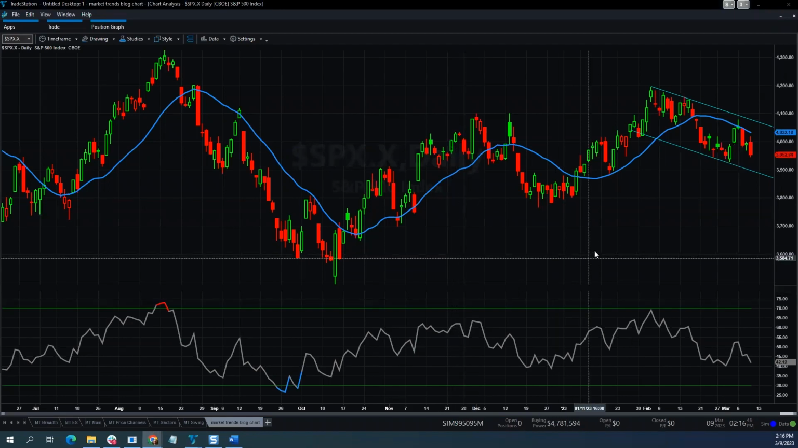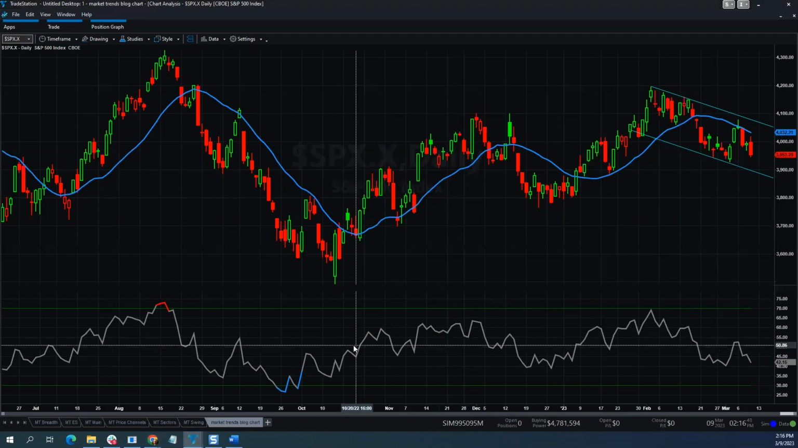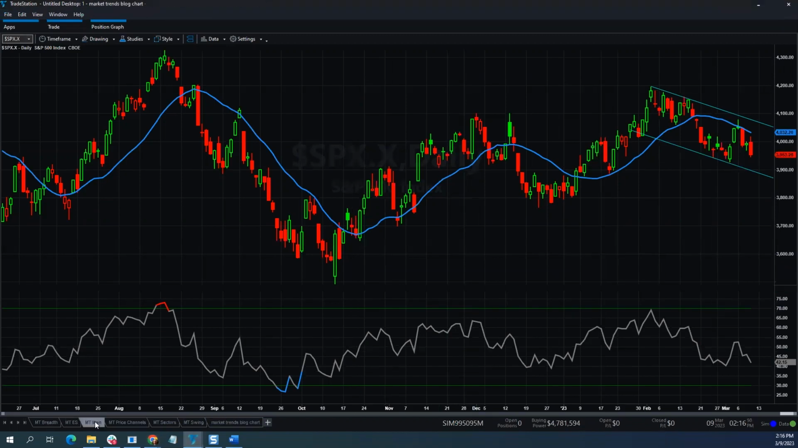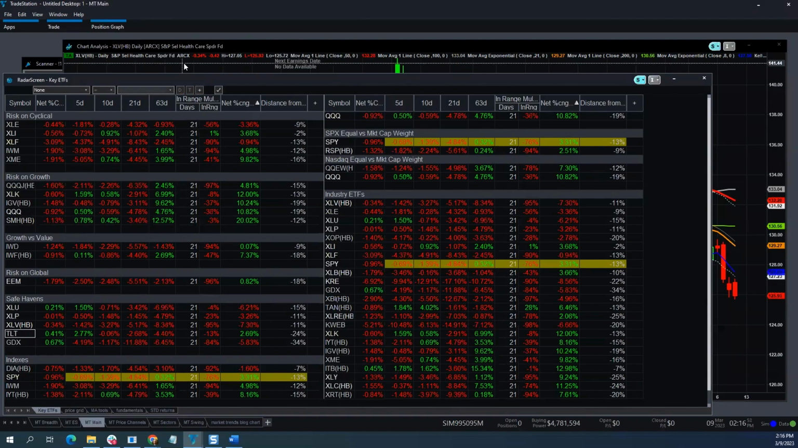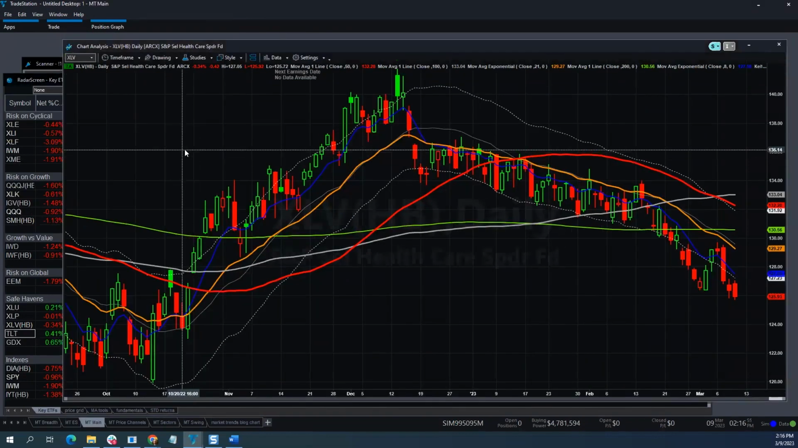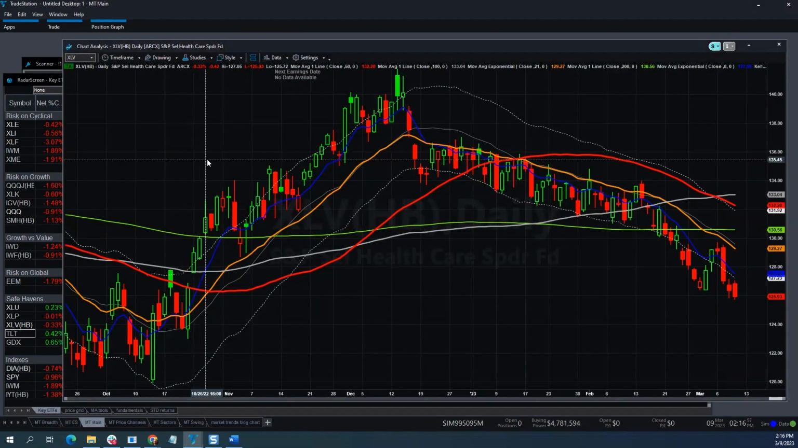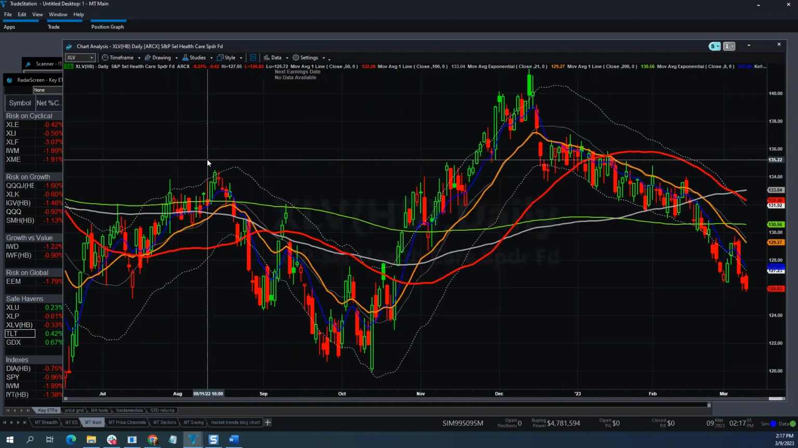Very quickly, I want to mention a few other things that popped up. I'm going to go back over to my MT main workspace, which has a lot more moving averages on it. This is a healthcare ETF, and everything about this is showing a lot of weakness. Let's look at the signal scan section of my blog.